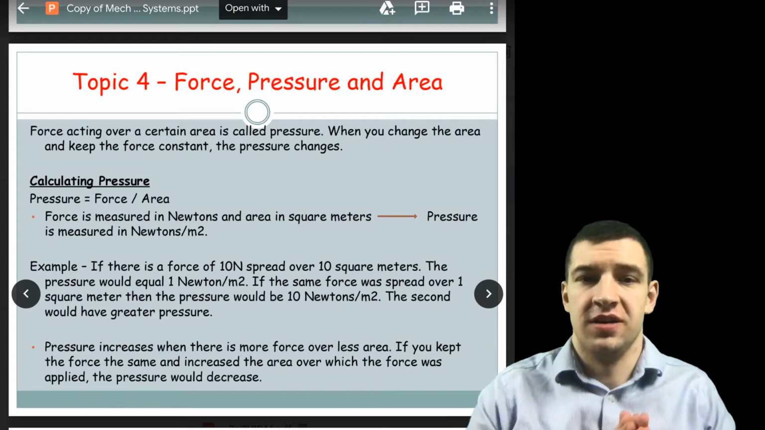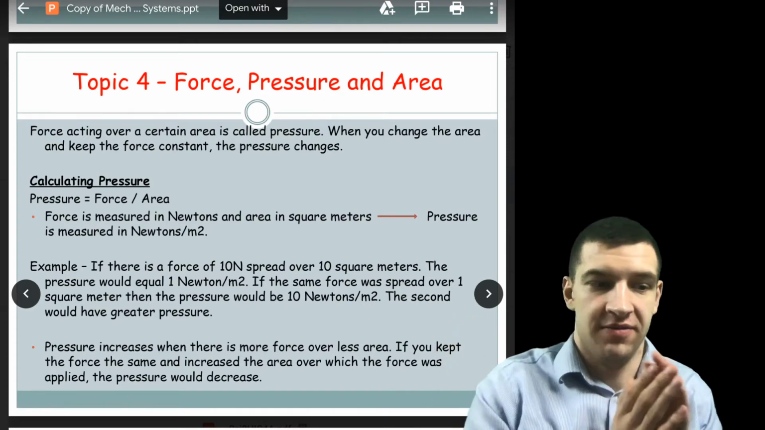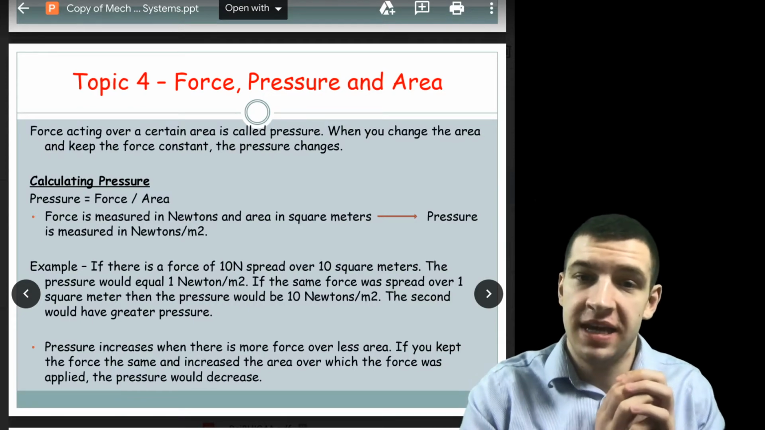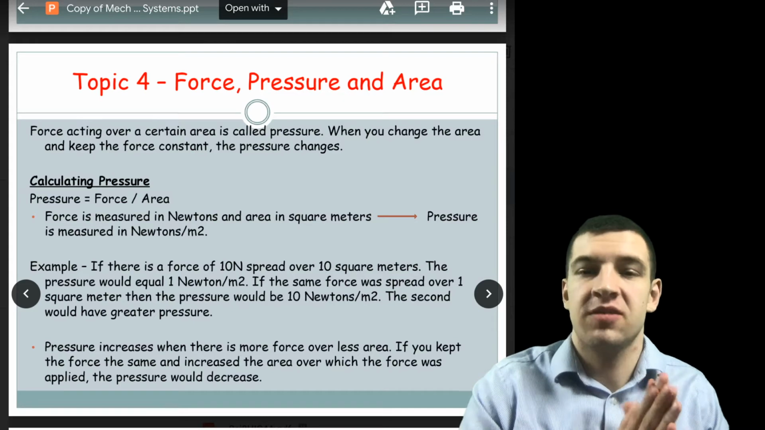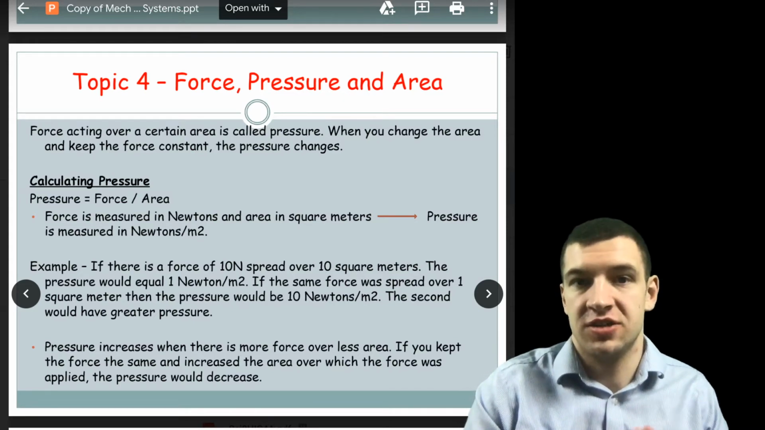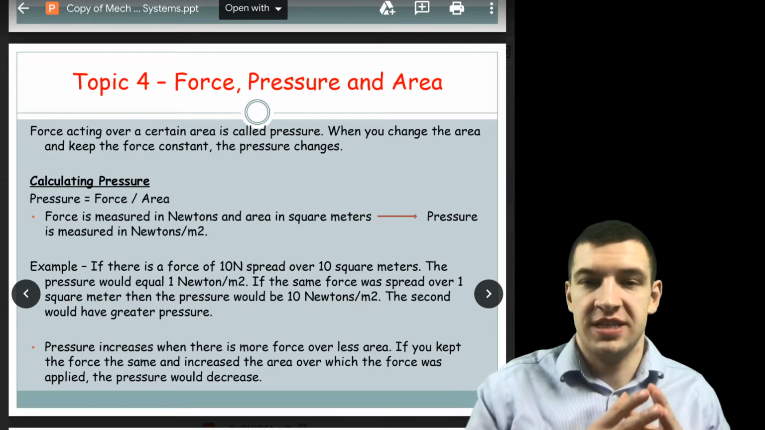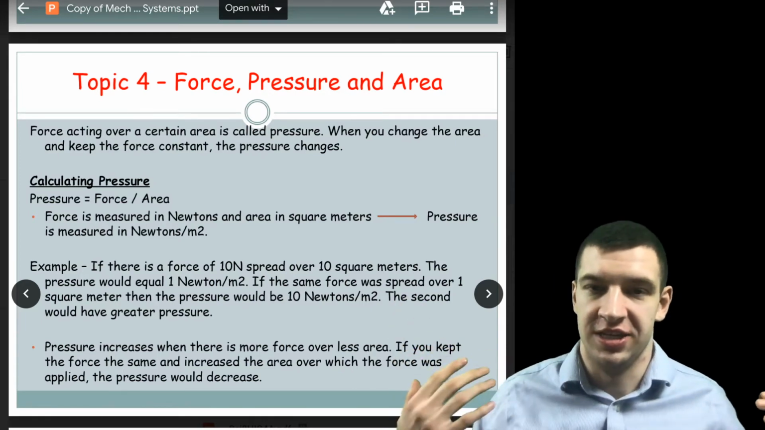is called pressure. So when something acts on a certain area, like let's say a pipe or something, and that force is pushing on a very specific portion of that pipe, that's called pressure. When you change the area and keep the force constant, the pressure changes. So if you change the size of that pipe but you keep the force the same, the pressure is going to change. Alright?